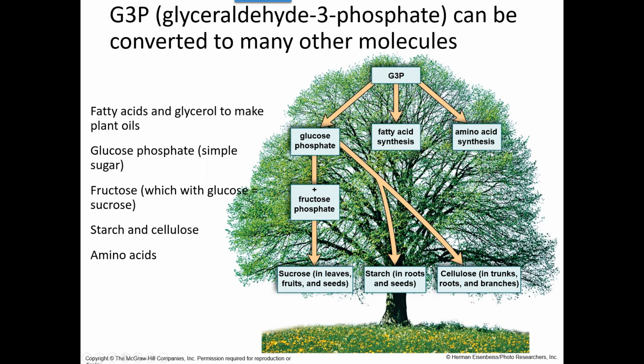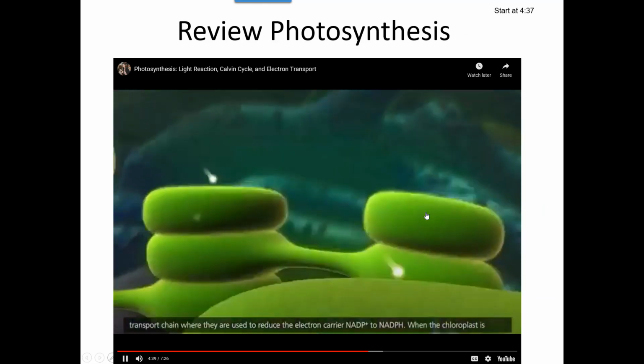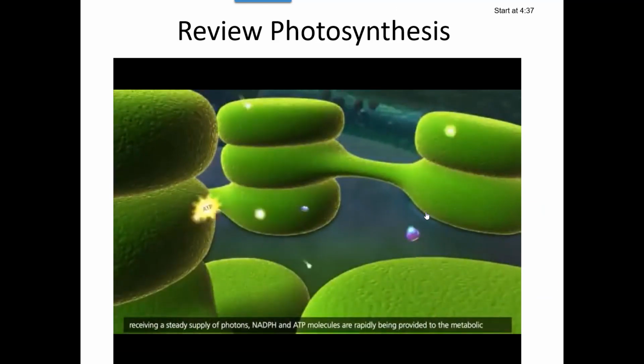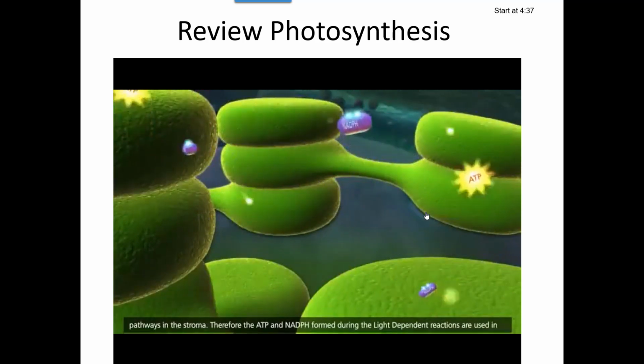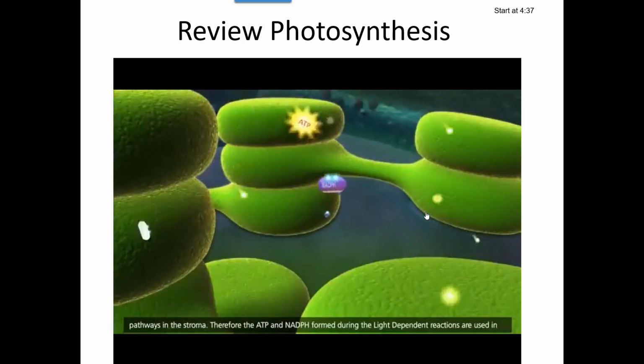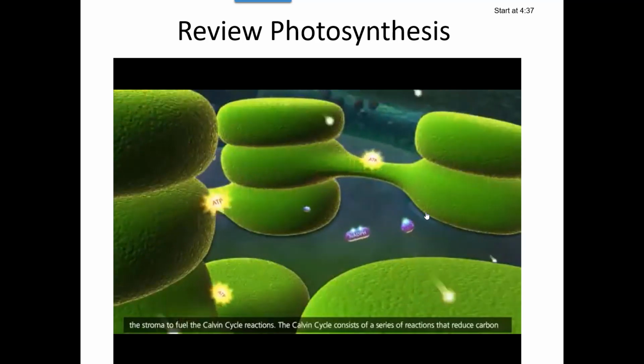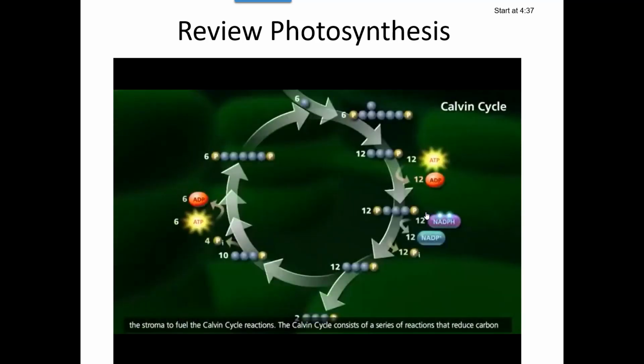So I wanted to finish this, and so I'm going to start where we left off. When the chloroplast is receiving a steady supply of photons, NADPH and ATP molecules are rapidly being provided to the metabolic pathways in the stroma. Therefore, the ATP and NADPH formed during the light-dependent reactions are used in the stroma to fuel the Calvin cycle reactions.